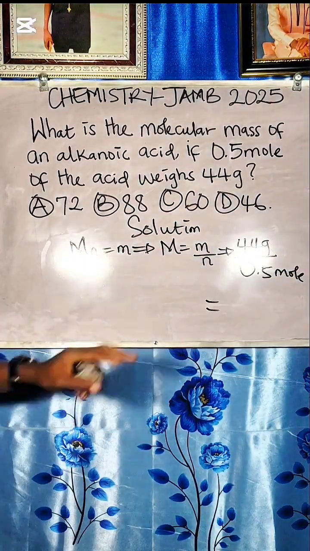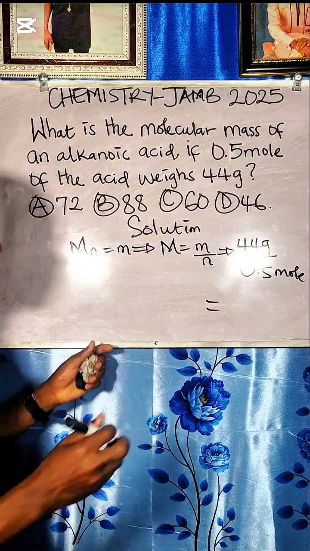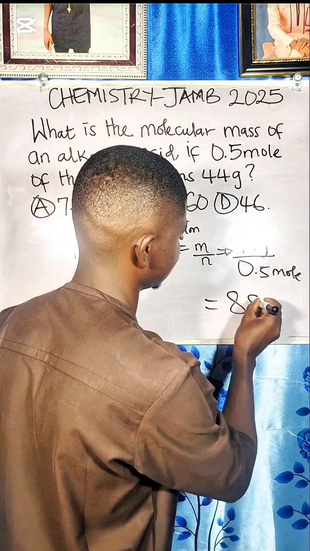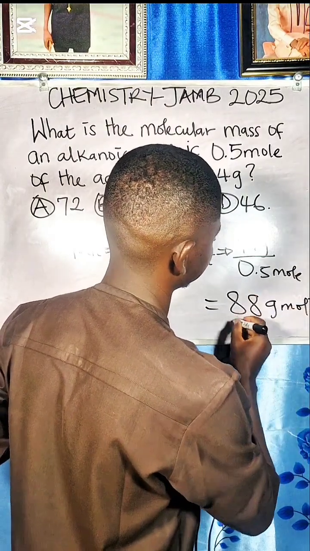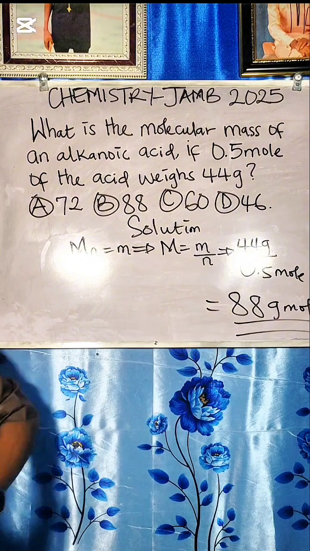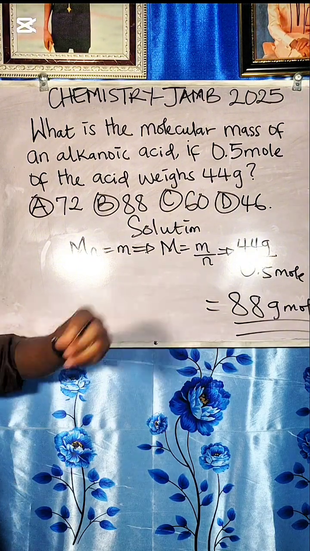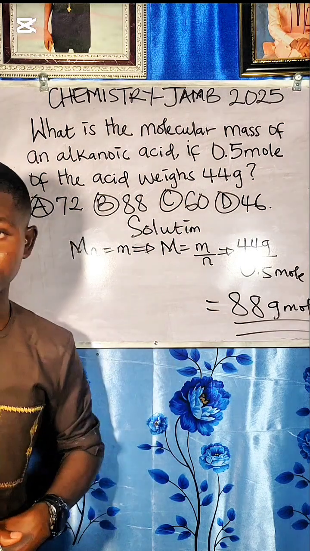So if you check this out using our calculator, 44 divided by 0.5, we're going to have 88. So this is our final answer, 88. The molecular mass of the alkanoic acid, of which 0.5 mole weighs 44 grams, is equal to 88 grams per mole.